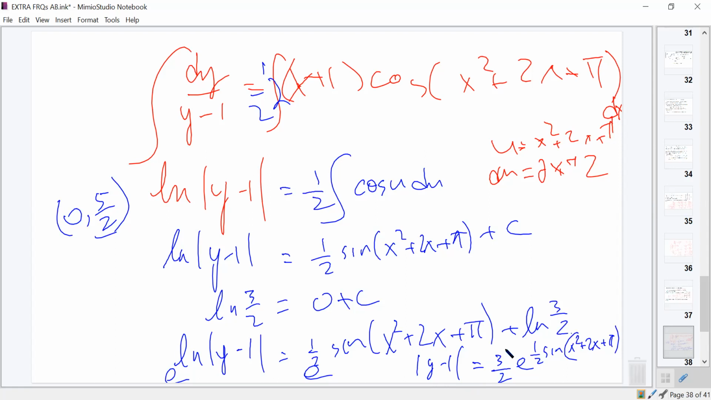So just gonna run out of room here. We're just gonna say y equals 1 plus this. And when x is 0, we'd see that this becomes e to the 0, which is 1. We get 1 plus 3/2, which is 5/2. So it should work out. Everybody good with that or no?